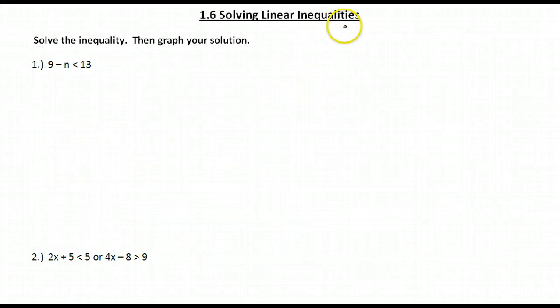An inequality relates two things that are not equal to each other. In example number 1, the left side is less than the right side. Now, in order to solve that inequality, we need to undo what's happening to n. Subtract 9 from both sides.